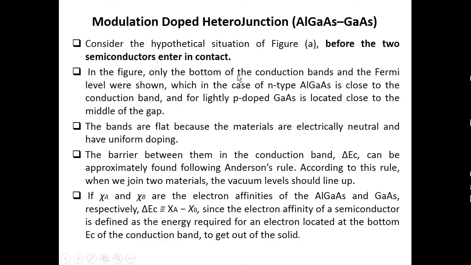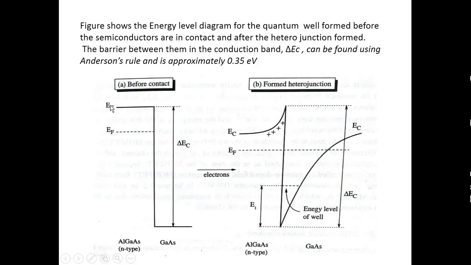In the figure, only the bottom of the conduction band and the Fermi levels are shown. In n-type aluminum gallium arsenide, the Fermi level is close to the conduction band, and for lightly doped p-type gallium arsenide, it is located close to the middle of the gap. So this is the band structure: this is the conduction band energy, this is the Fermi level, this is for the gallium arsenide, and this is for the aluminum gallium arsenide.